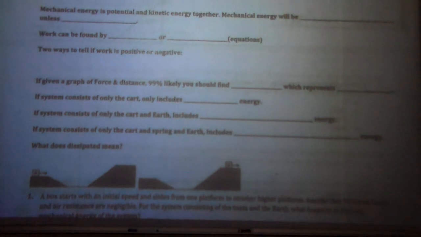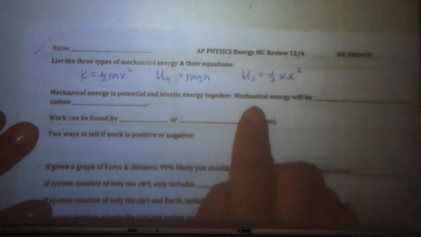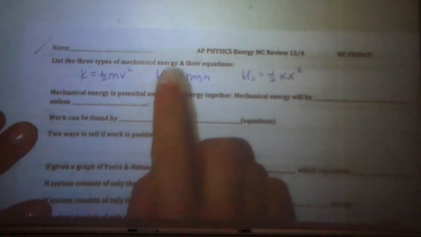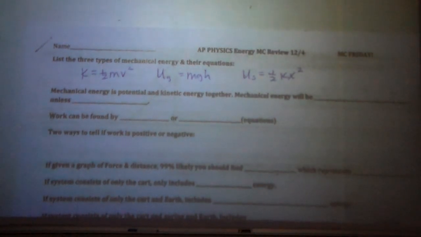Alright, so our three types of mechanical energy are kinetic energy, of course, which is 1/2 mv squared. We've got gravitational potential energy, which is mgh, and we also have spring potential energy, 1/2 kx squared. Remember, the U stands for potential energy. These are just two types of potential energy. They're both stored energy. One is stored in a spring, one is stored due to the height relative to the Earth or planet. Mechanical is potential and kinetic together.